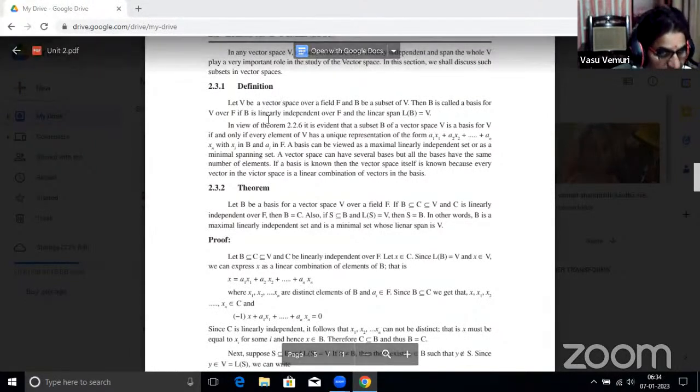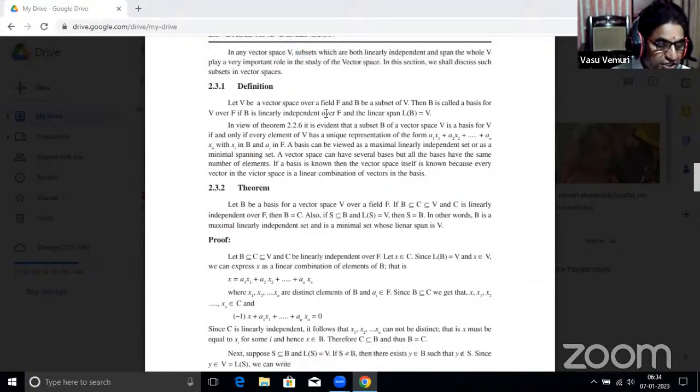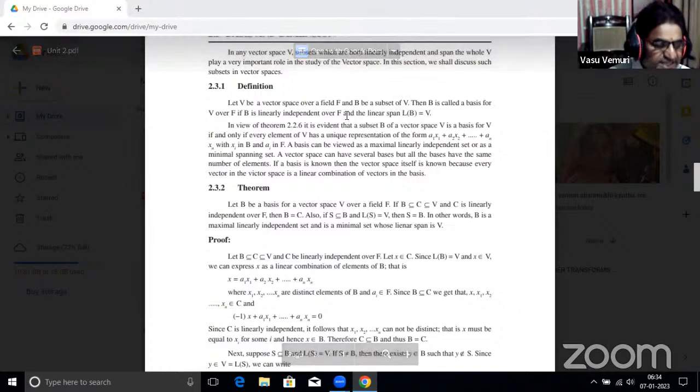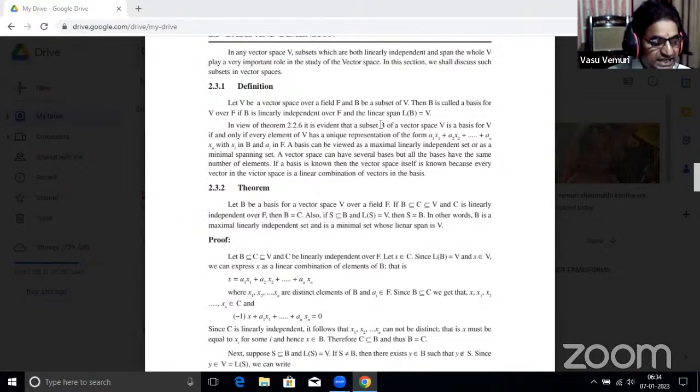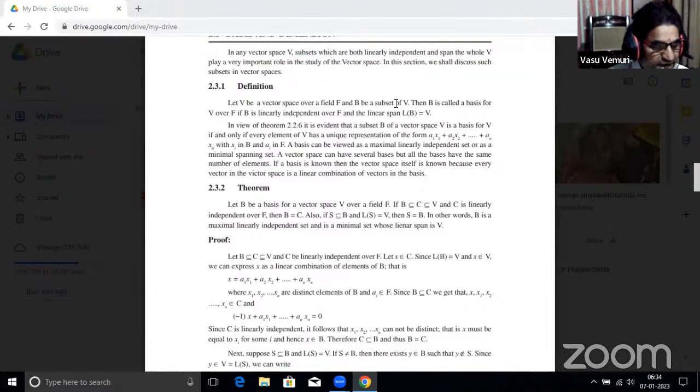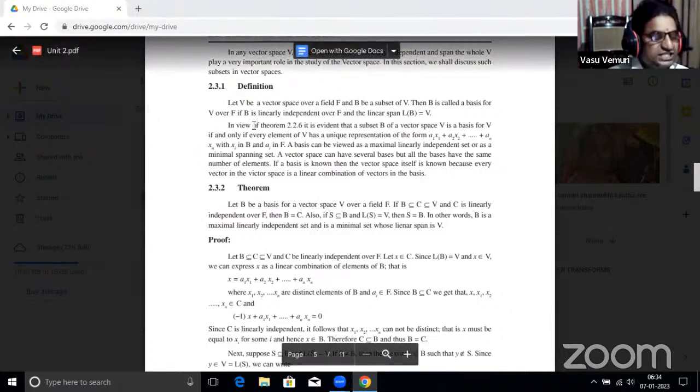if, first of all, B is linearly independent. Here, let V be a vector space over the field F, and at the same time let B be a subset of the vector space. Then it is said to be a basis of the vector space if the subset is linearly independent, that is the first condition. And the second one is that the linear span must be the vector space. Linear span means L of B equals V. Then these two conditions must be satisfied. That is called a basis of a vector space.